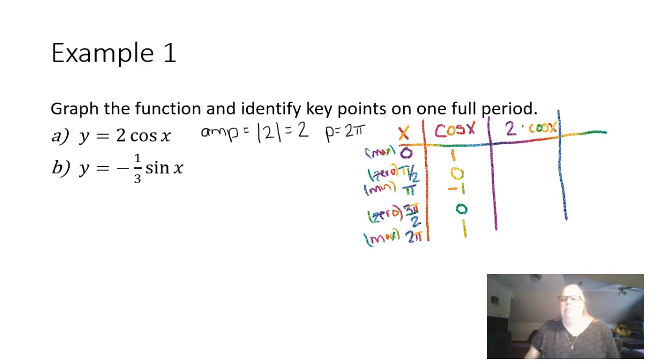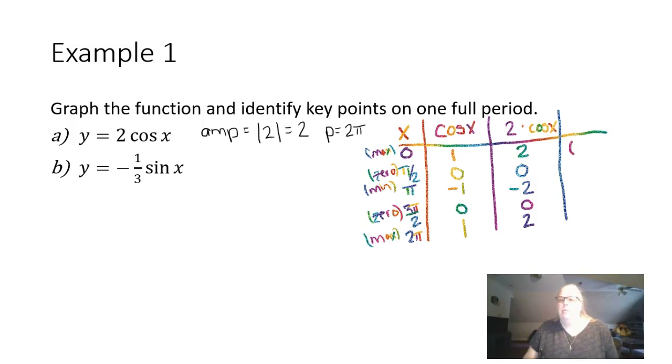And then in this column, 2 times 1 is 2. 2 times 0 is 0. 2 times -1 is -2. 2 times 0 is 0. And then 2 times 1 is 2.